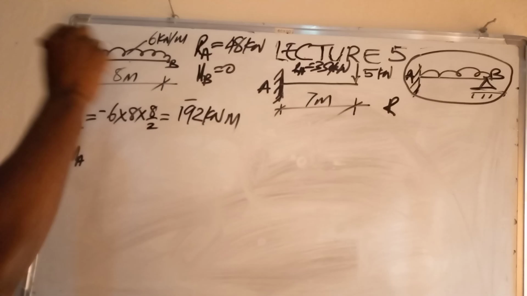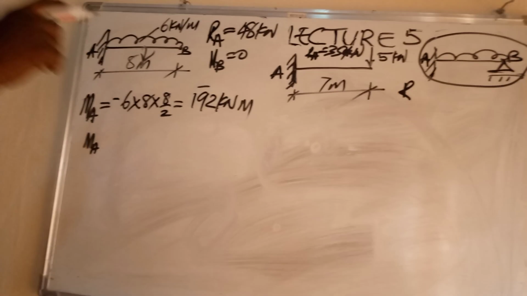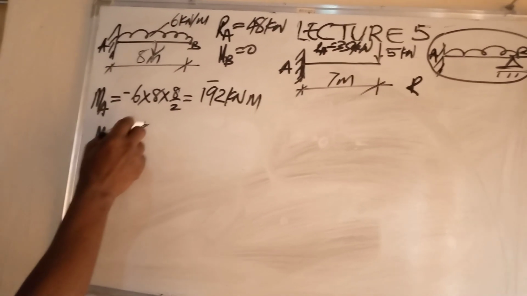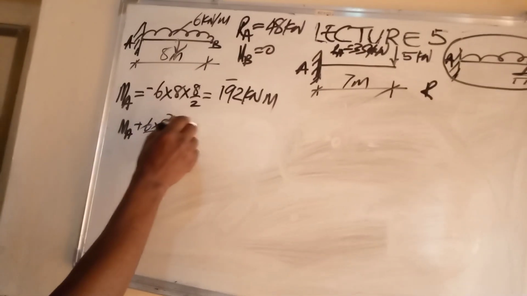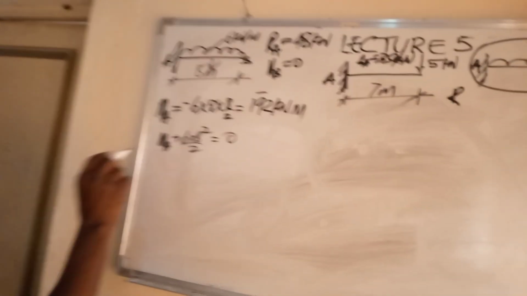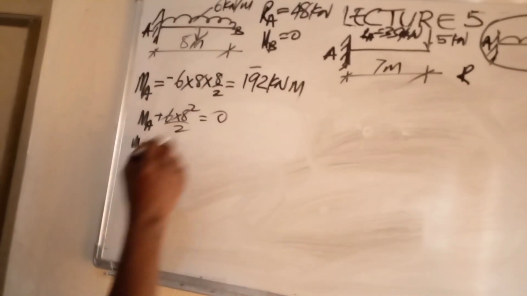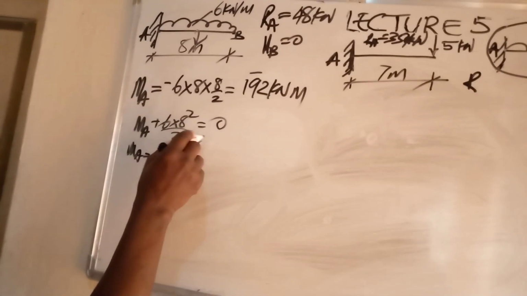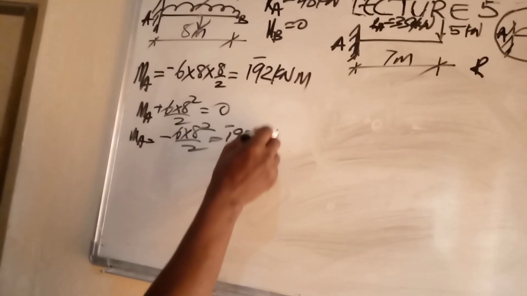That means the load is also turning the same way, because look at the line of action of the load, it is turning the same way. So it will be plus 6 times 8, 8 squared over 2, equal to 0 for that point. The moment at point A to be in equilibrium means MA is equal to, that's why the sign changes to minus when it crosses the sign of equality, 6 times 8 squared over 2, which I got to be minus 192 kilonewton meter.